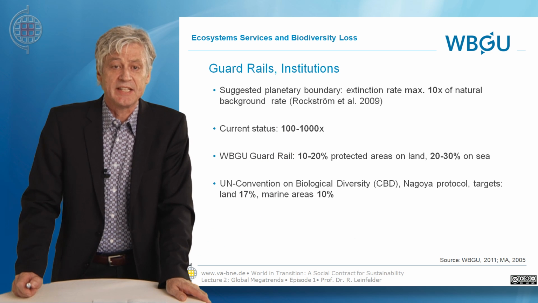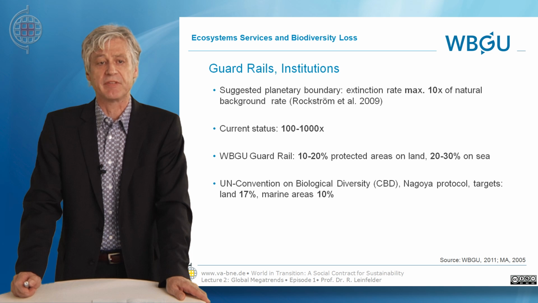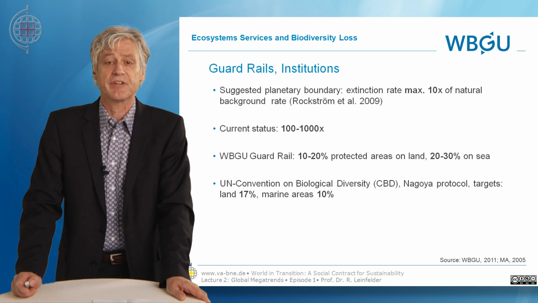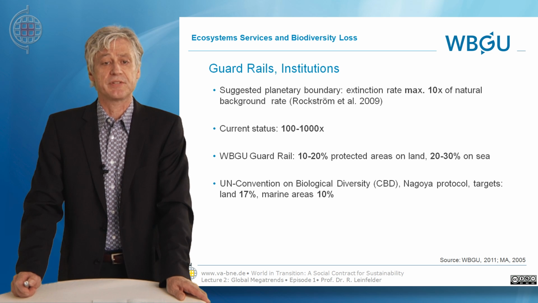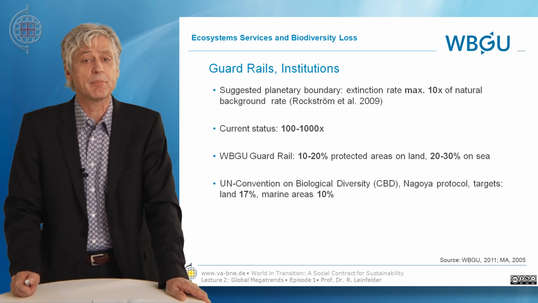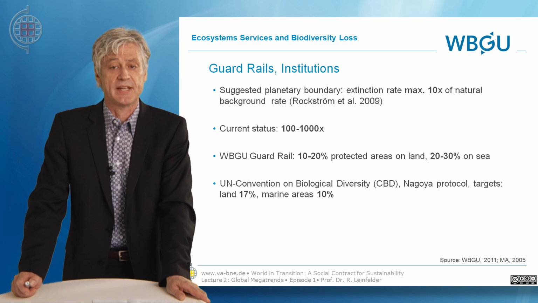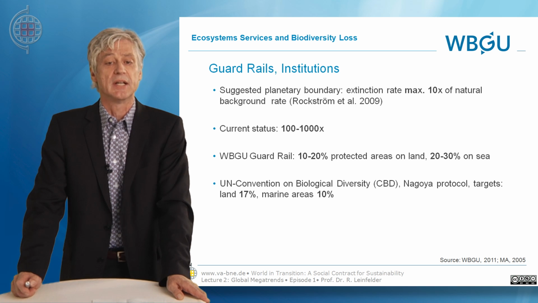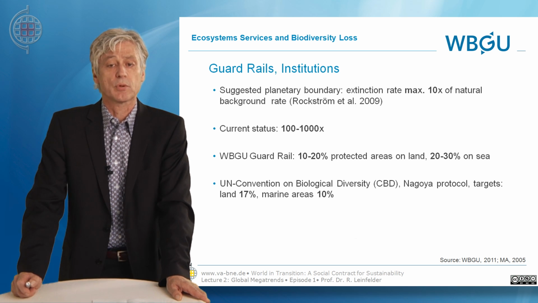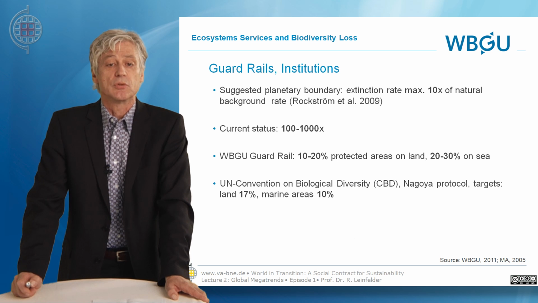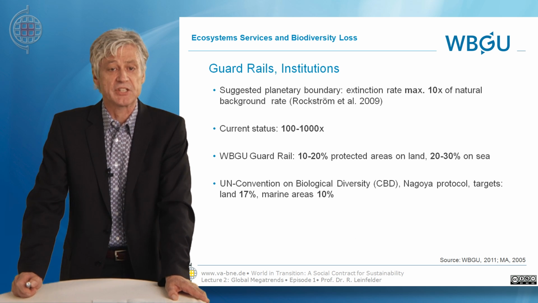So how about guardrails and institutions involved in biodiversity preservation and ecosystem preservation? Rockström et al. suggest a planetary boundary with an extinction rate which should be a maximum of 10-fold of the natural background rate. As we have heard already, the current status is 100 to 1,000 times higher. The WBGU guardrail is a different one. It says that we should protect 10 to 20% of area on land and 20 to 30% on the sea. There is the UN Convention on Biological Diversity, and in its Nagoya Protocol, the targets are on land 17% and marine areas 10%, which in our view is definitely too low, especially in the marine areas.